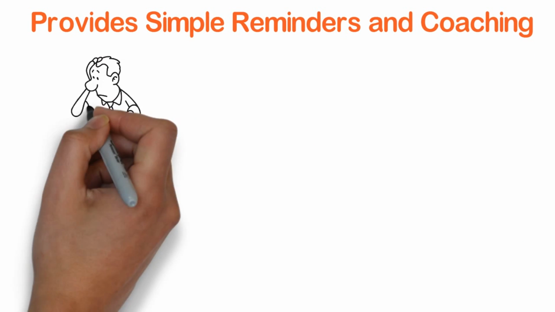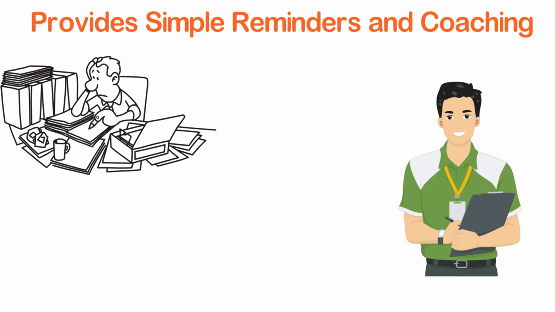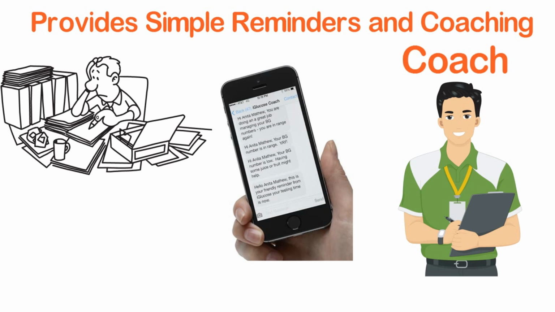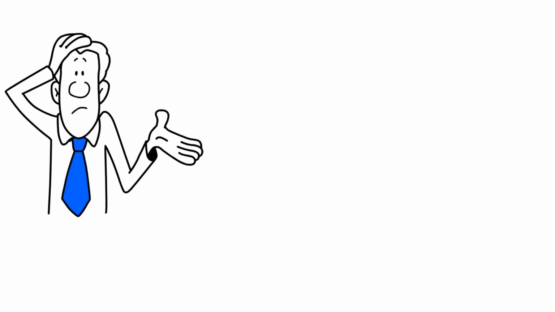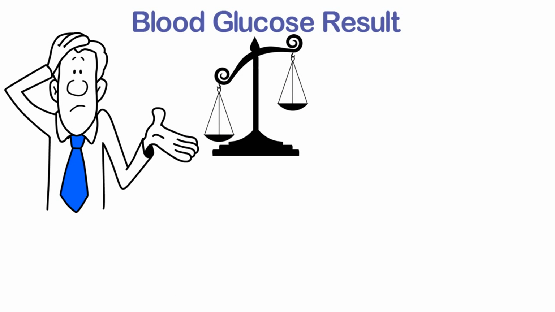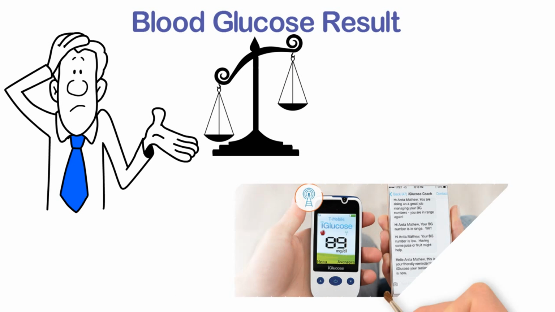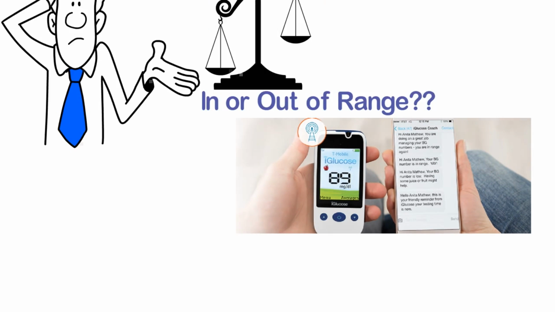Does life often get in the way of remembering to check your blood sugars? The iGlucose virtual coach can send you reminders to test your blood sugar. Is a reading of 120 milligrams per deciliter in range or not? Based on the range you and your doctors identify as best for you, the iGlucose virtual coach will text you and let you know whether your reading is in range, high, or low.